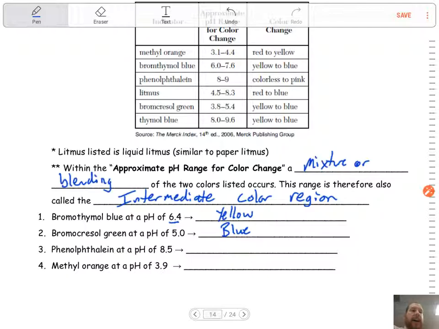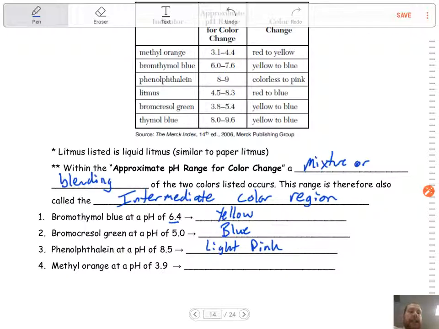Phenolphthalein, 8.5. Now that is dead center in the middle. So this is one where you would want to maybe say light pink, because it's pink or colorless. That one's kind of an easy distinction to make, that it's either no color or it's full-on pink, so it's in between. It's going to be that light pinkish color.